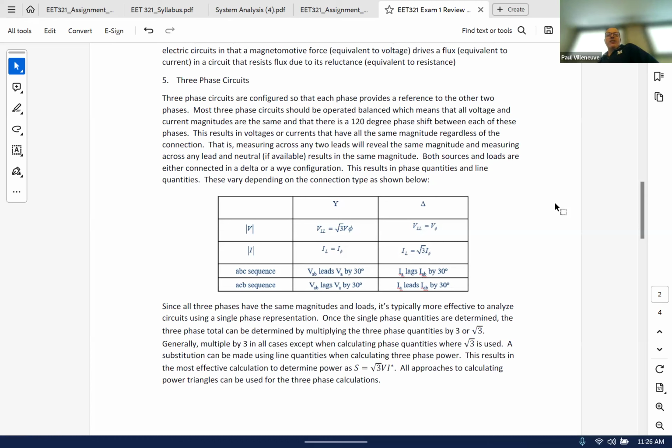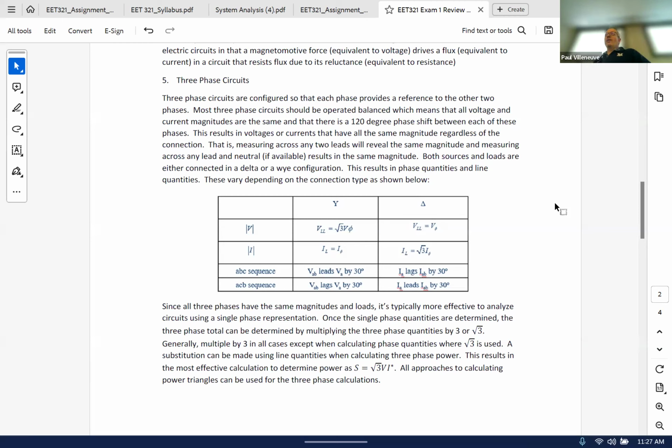So in a Y-connected circuit, the line voltage is not the same as the phase voltage. Remember, the phase voltage is across the individual power supply or individual load, whereas the line voltage is the voltage between 2 lines going to the load. All right? Those are very distinct. In a delta, the line voltage is the same as the phase voltage. In a Y, our line current is the same as the phase current.